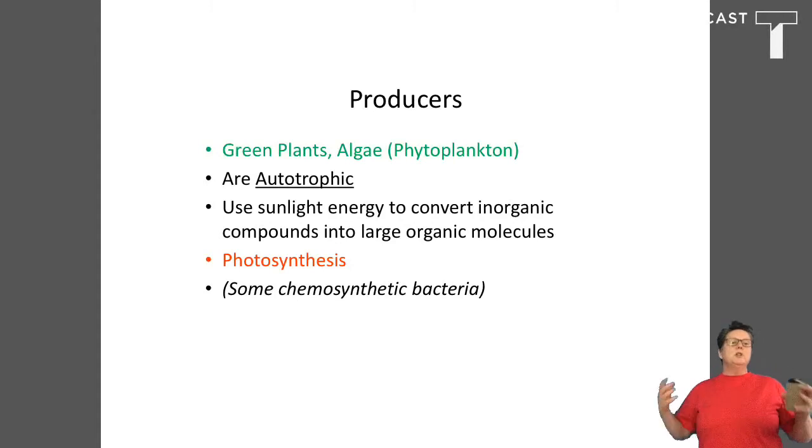Okay, so first of all, what are producers? Well, producers produce something. Generally, we think of producers as producing food or energy for other organisms within the ecosystems, and of course producing energy for themselves as well. So primarily we're thinking about green plants and algae, or what we call phytoplankton, those kinds of organisms that are capable of capturing sunlight energy and using that energy to convert small inorganic compounds into these large organic molecules.